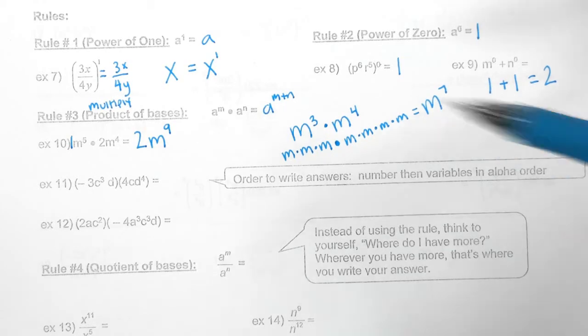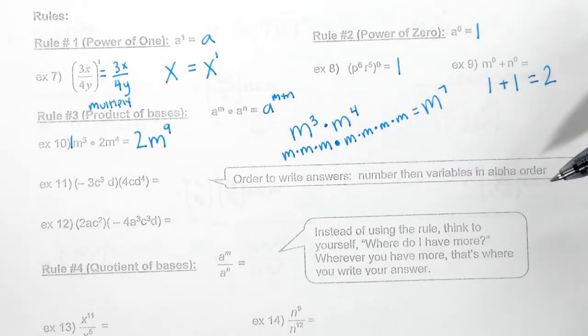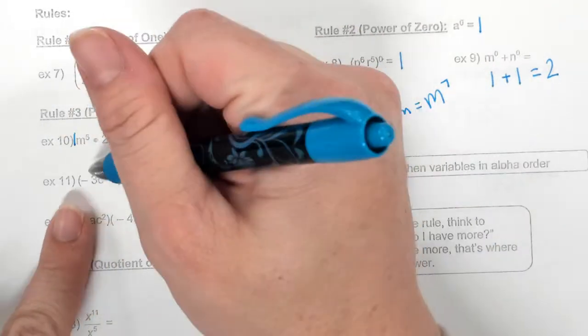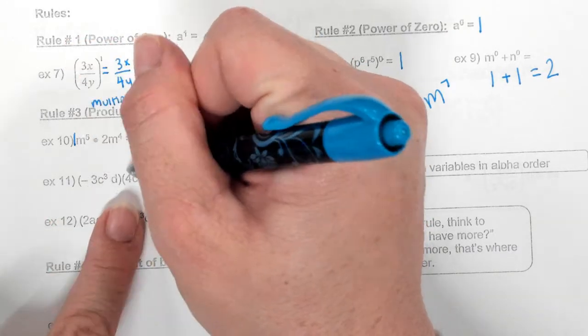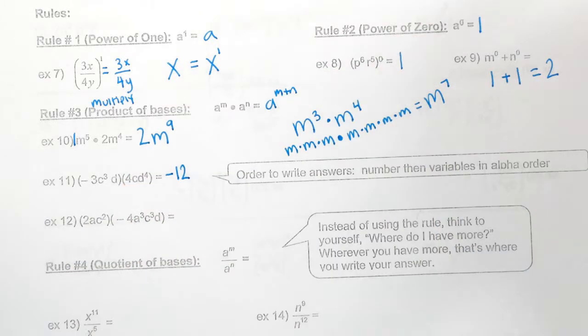Okay, and over here it says order to write answers. It's your number, your coefficient, then your variables in alphabetical order. Okay, so just know your proper way to do it is always to put your letters in alphabetical order when you have more than one letter. So here, again, we have coefficients. What's negative 3 times 4? Negative 12. Mm-hmm. Negative 12.